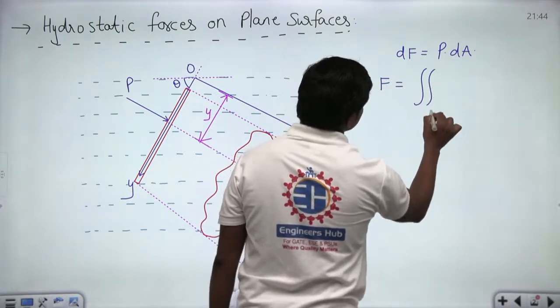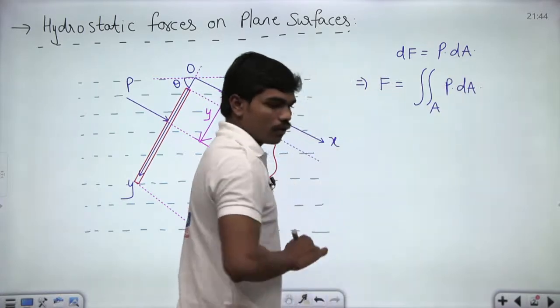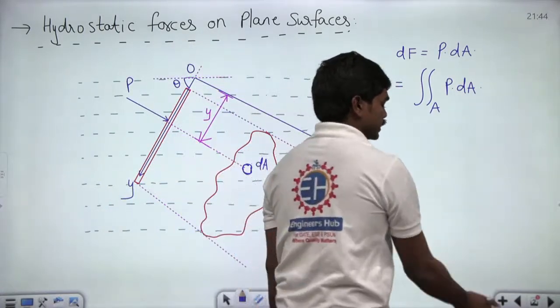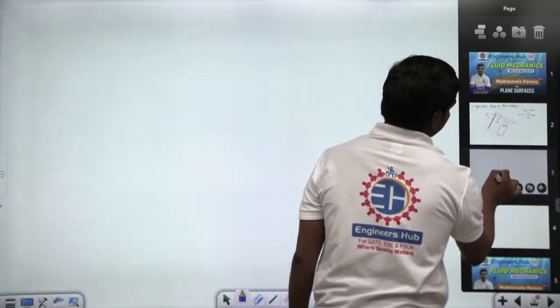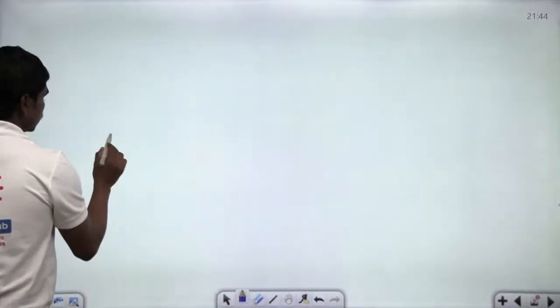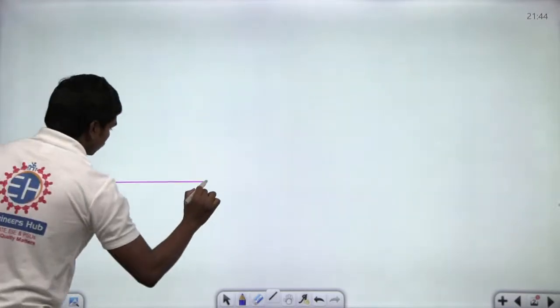I need to integrate this complete expression on this dA. Correct? Or the complete area, I need to integrate this expression. Now, before going to this case, look carefully. Let me try to tell you something. In mechanics, you might be probably knowing this.